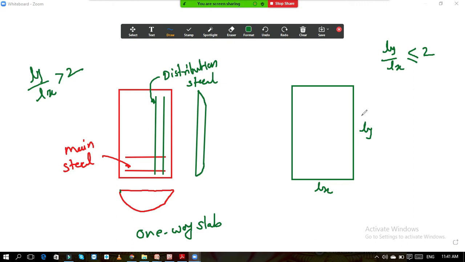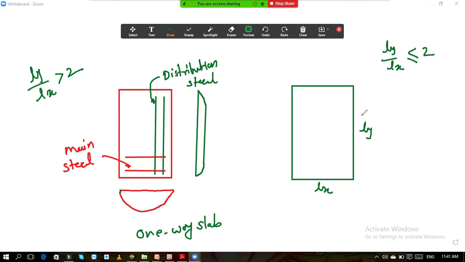Okay, this is theoretically, but practically, any structural designer will see the Ly by Lx ratio of 1.5. If it is less than or equal to 1.5, then he will go for a two-way slab, and if it is greater than 1.5, then he will go for a one-way slab.